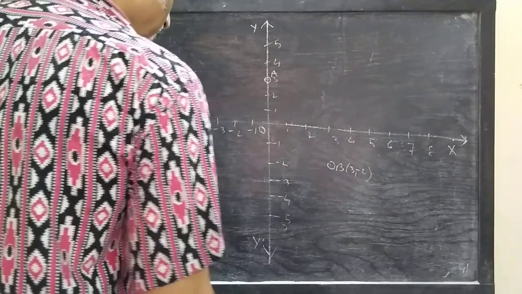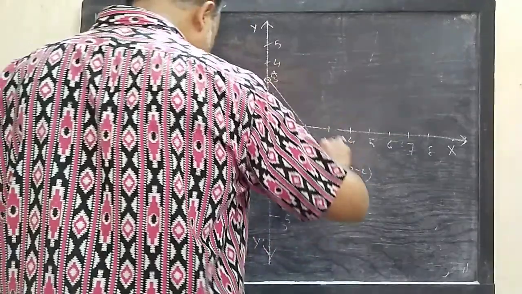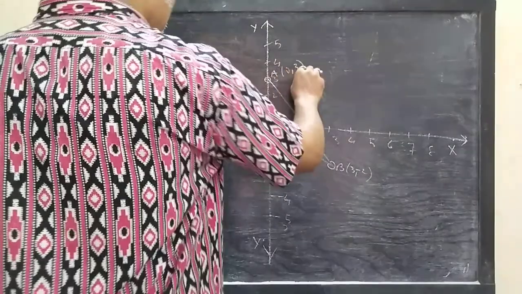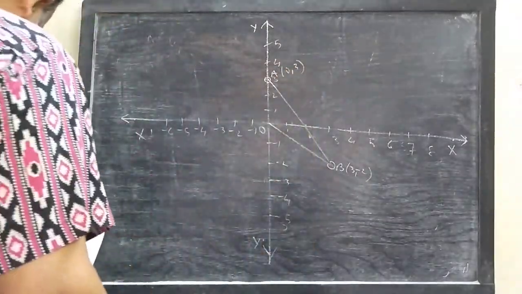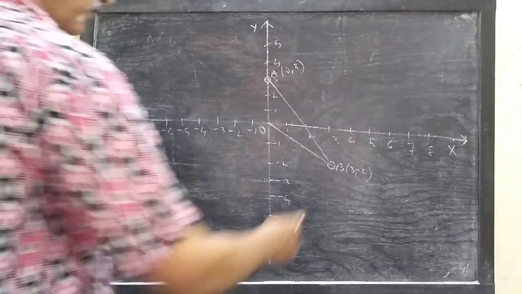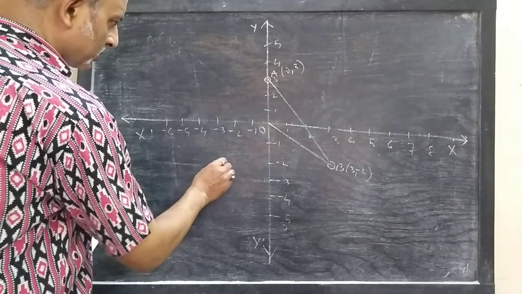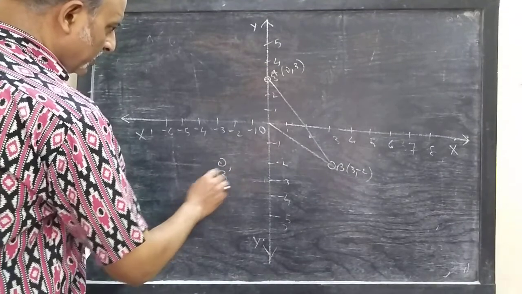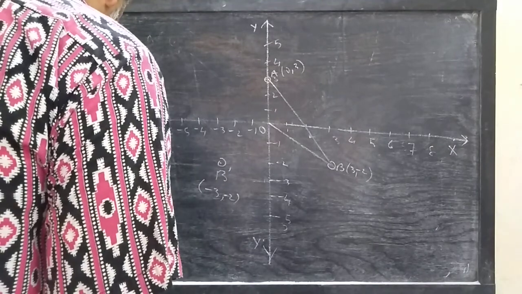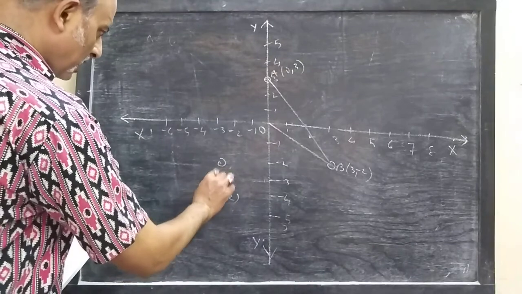What is the triangle ABO? So complete the triangle ABO. This is your triangle ABO. A is here (0, 3). Plot B', the reflection of B in the y-axis. Reflect B in the y-axis, so you will get the image at the point (-3, -2). This is B', no, not B', D, this is D. They have named it D.